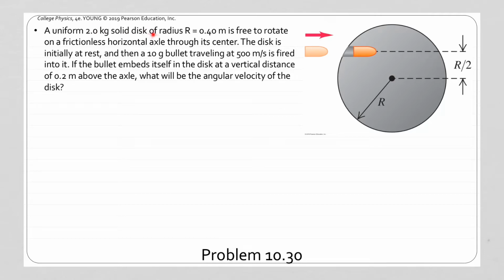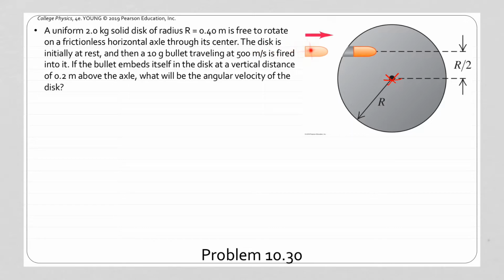Here we have a solid disk with a given mass and radius, and it's free to rotate on a frictionless axle through the center. The disk is initially at rest, so it's not moving at all, but we have a bullet that comes flying in. This bullet hits the disk and becomes embedded in the disk. And you can imagine the bullet's going to come in and hit the disk, and then as a result, the whole thing is going to start rotating. And we want to know what is the angular velocity of the disk.